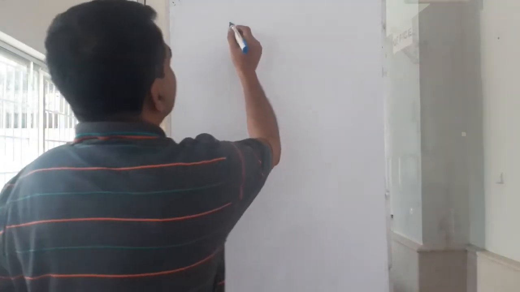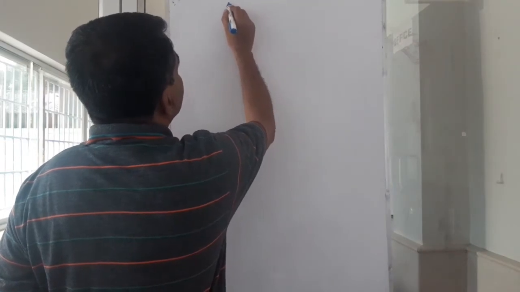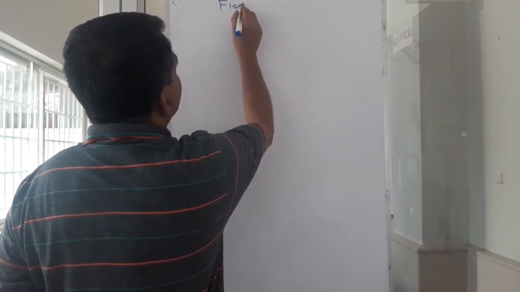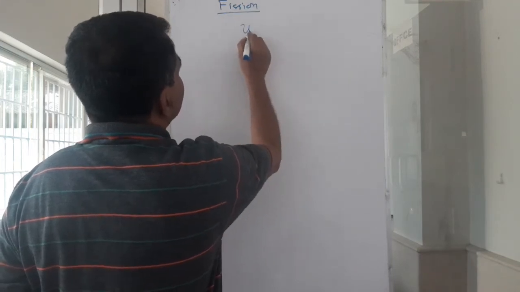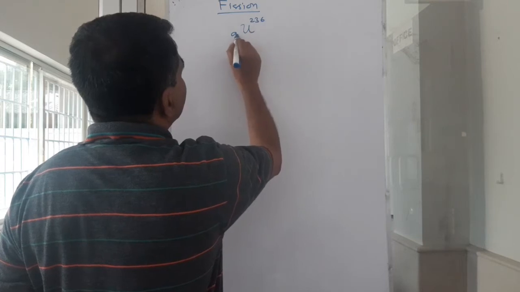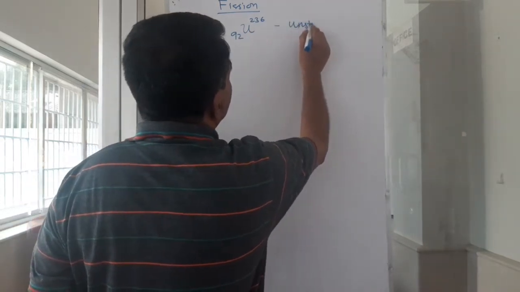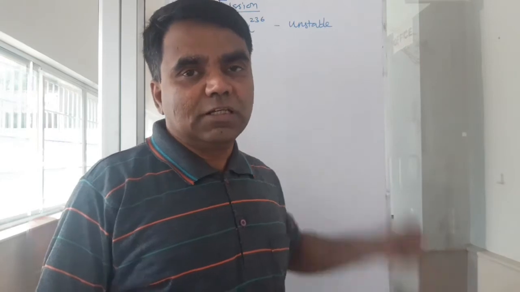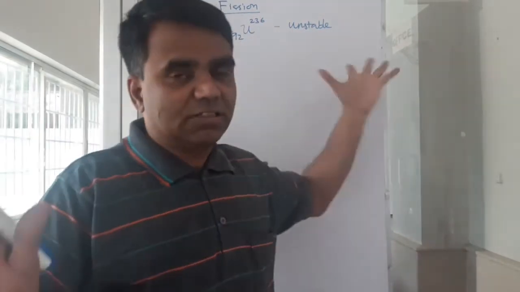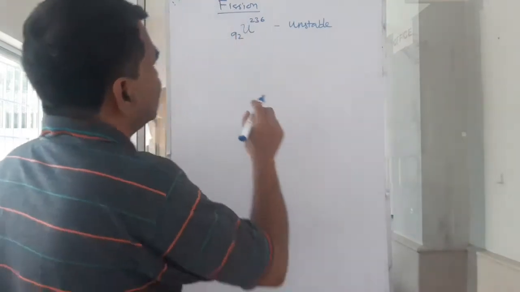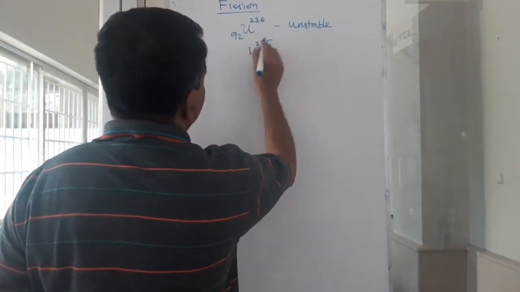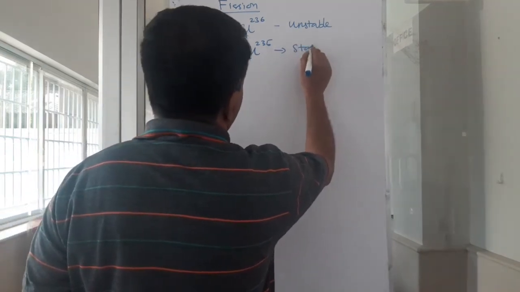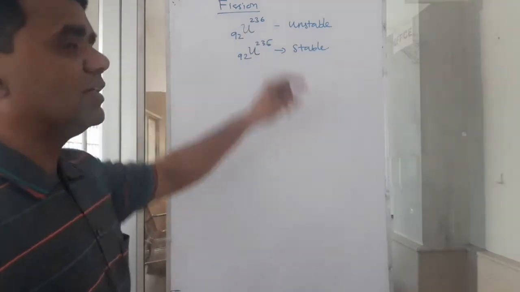So here, uranium-236 is an unstable nucleus. We'll talk about fission now. Uranium-236, 92, is unstable, so it will start its radioactivity. It will release energy and all that. Uranium-236 is naturally unstable. But uranium-235 is stable. This is a stable nucleus, and that's an unstable nucleus.